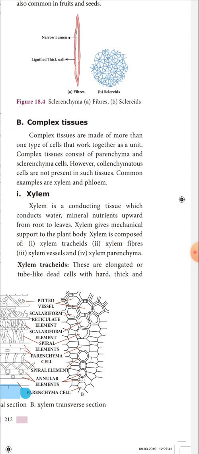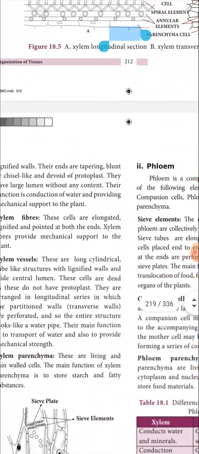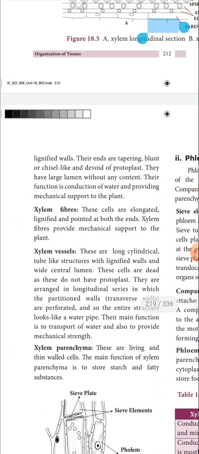And what are the cells that xylem is made up of is another question. Xylem is commonly composed of four different types of cells: xylem tracheids, xylem fibers, xylem vessels, and xylem parenchyma. So let's see about xylem tracheids. These are elongated or tube-like dead cells with hard, thick, and lignified walls. Usually, we have seen lignified walls in collenchyma and sclerenchyma also.